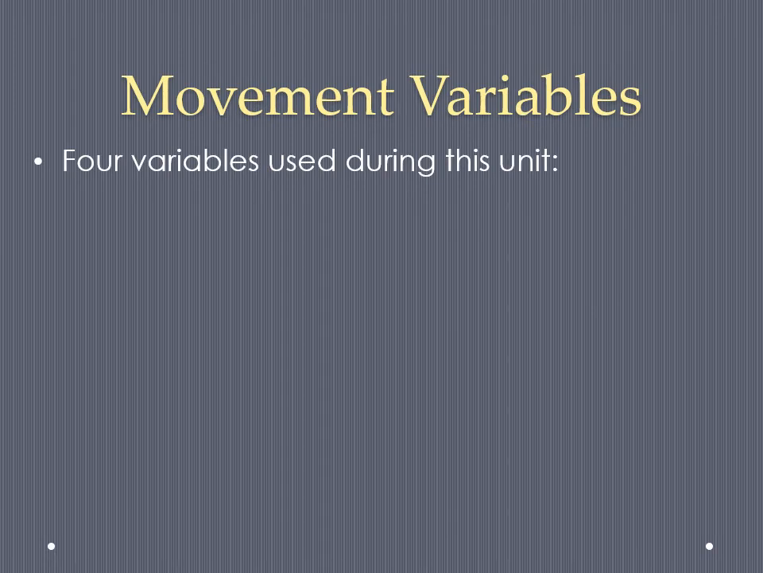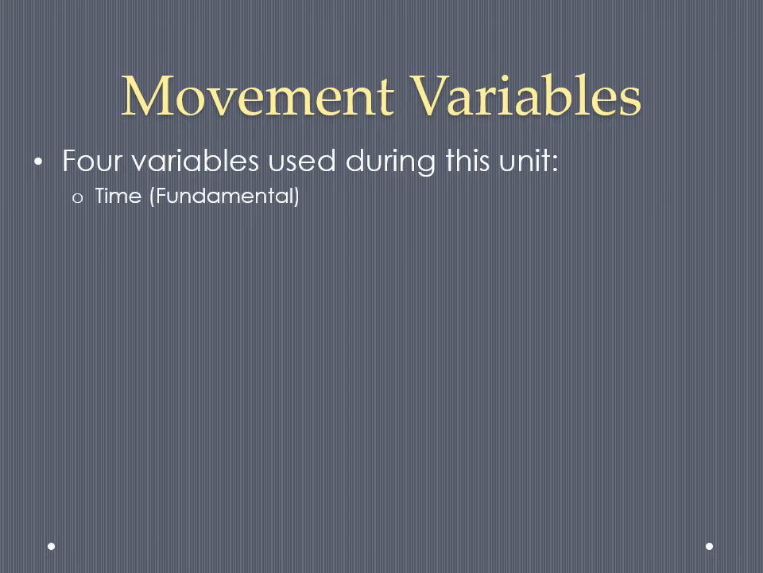The first unit in this class is all about movement of objects, and we are going to be using 4 different variables during this unit. It's really important that you can identify these variables. If you see a number in a word problem, you could look at the units and figure out what it's talking about, and also that you have a sense of, relatively speaking, how big or small the values that you are going to be calculating are.